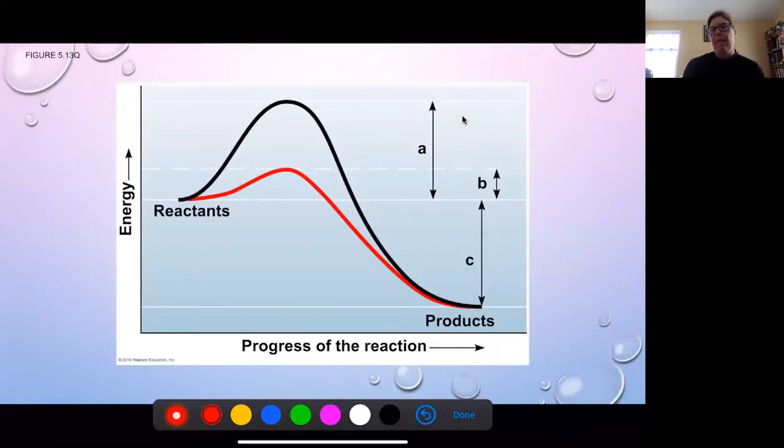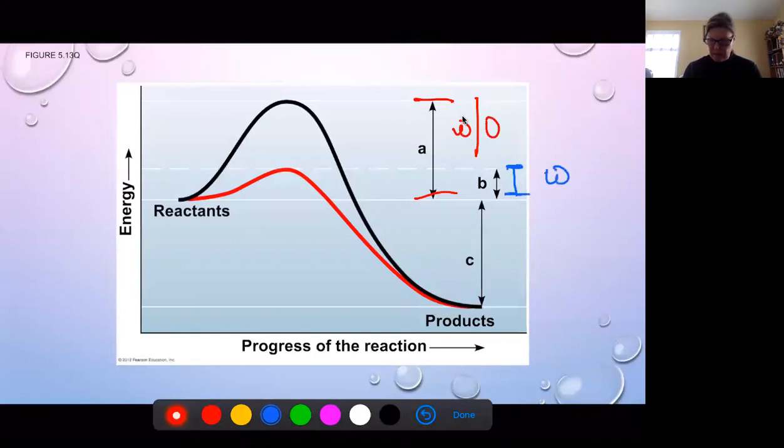Here's another way of describing that particular reaction. We have a graph here, and you can see the black line, that activation energy from here to here, would be without your enzyme. You can see here B is your activation energy with an enzyme. Again, the energy of our reactants and products didn't change. It's still exergonic. It's just that the amount of energy we need to put into that reaction is a lot lower with the enzyme.